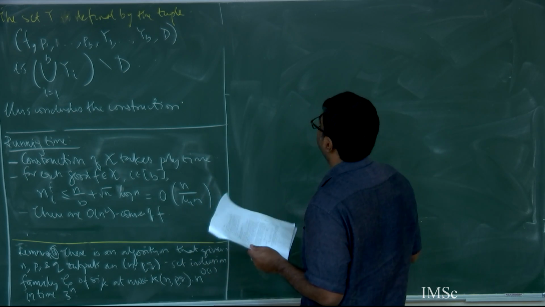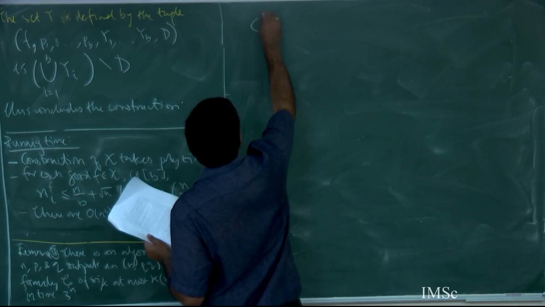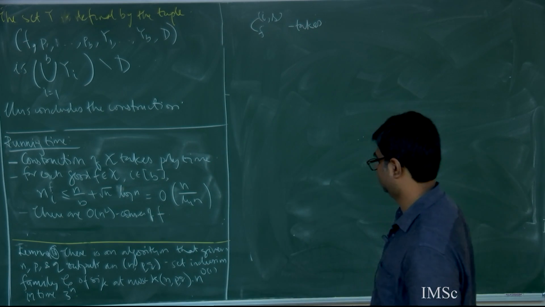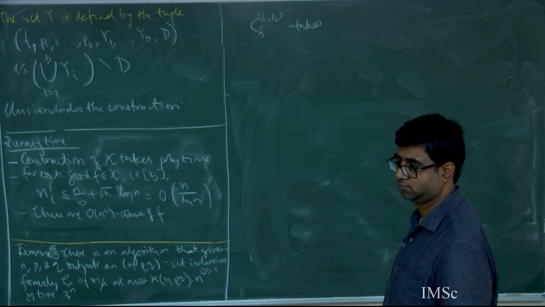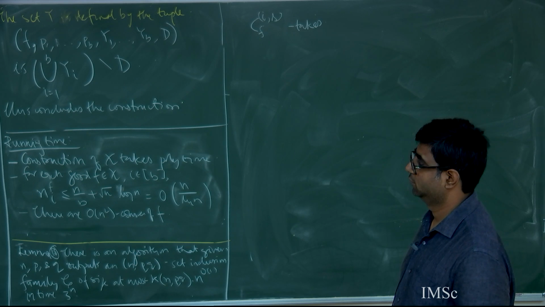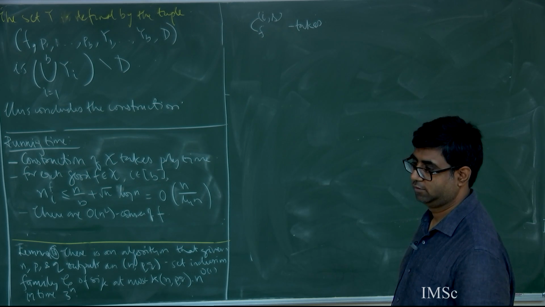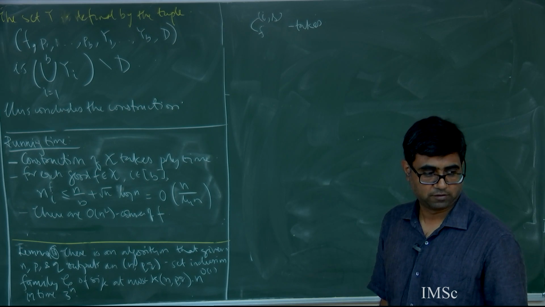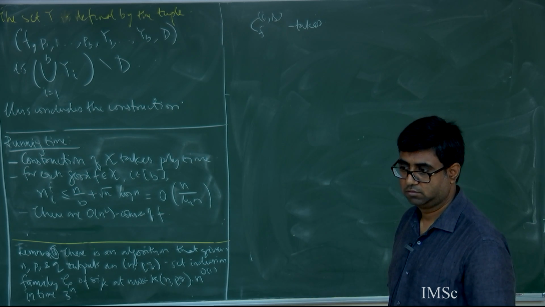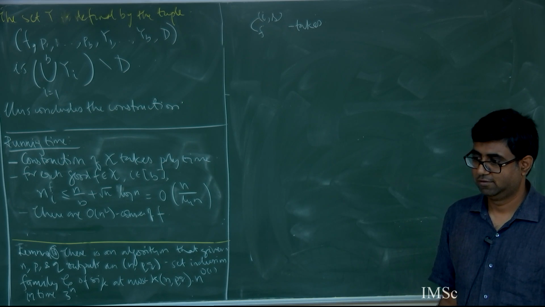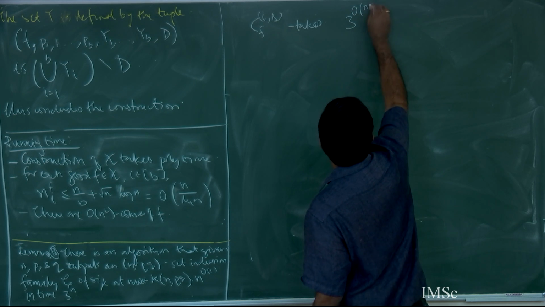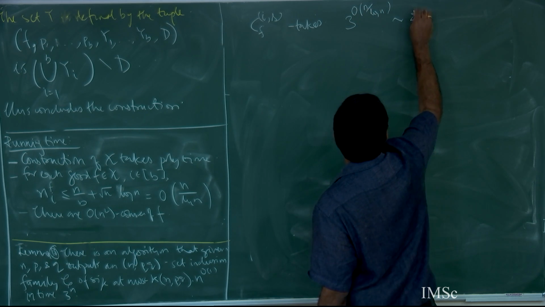And how much time does constructing C_f,i take? Rohani ji, how much time does the construction take? What is N_f,i? So how much time does it take? 2 power little o of n. N by log n is 2 power little o of n. So it takes 3 to the power big O of n log n, which is 2 to the power o(n).